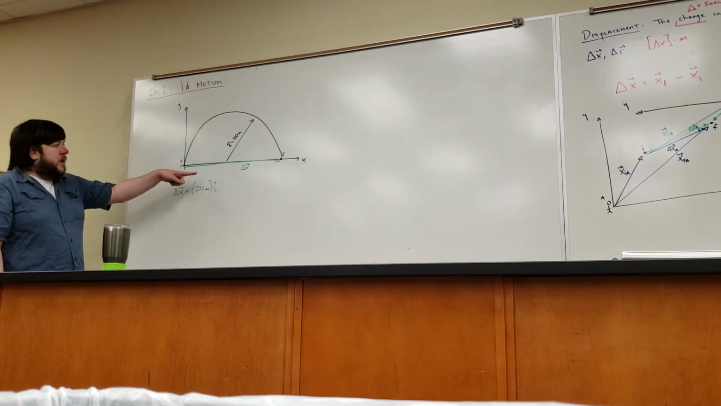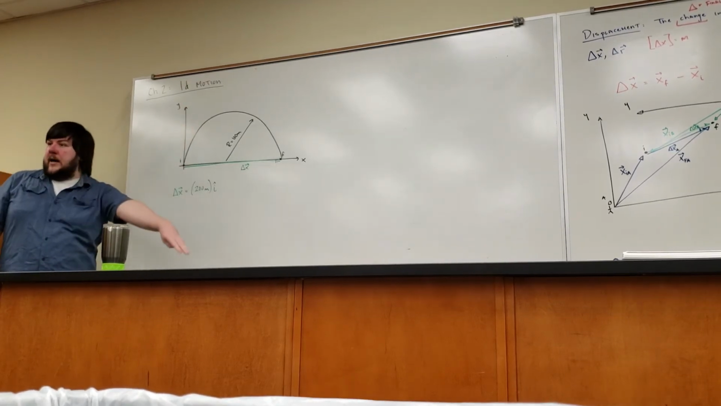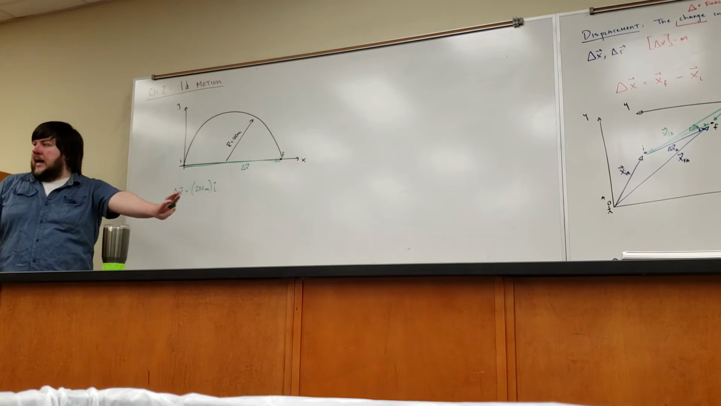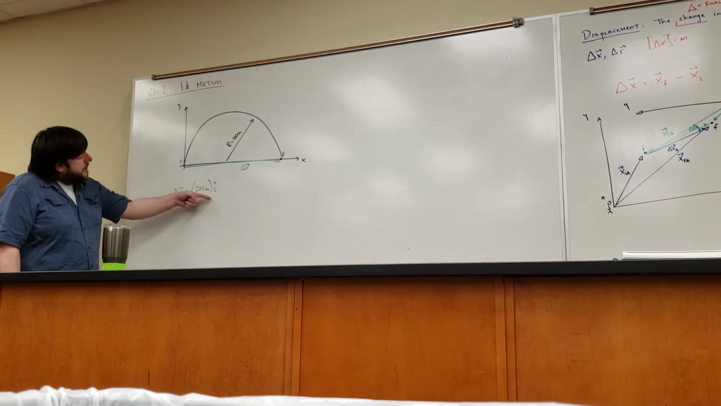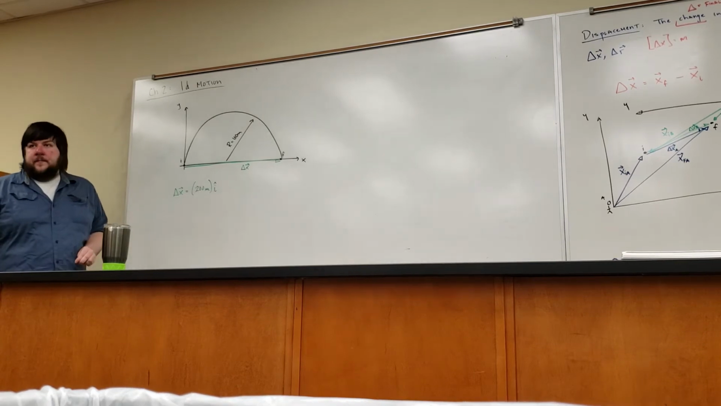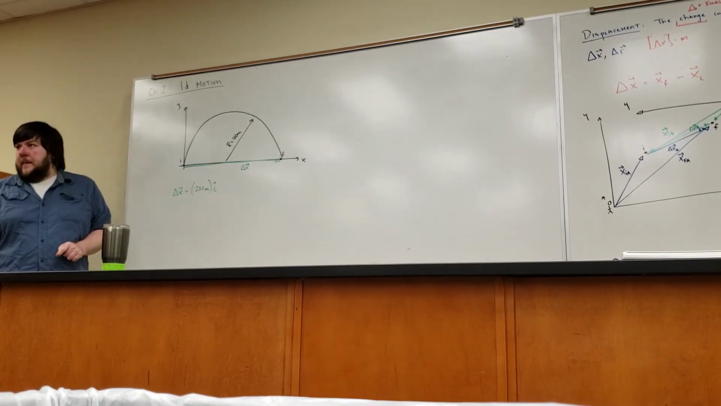Does this vector have any y component? Does it point up at all or down at all? No, it has no y component. So it only has an x component. It points 200 meters in the x direction.